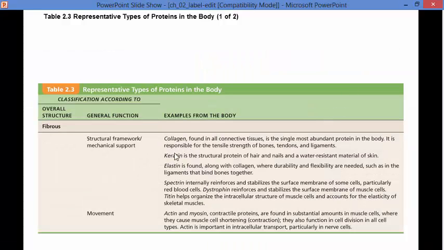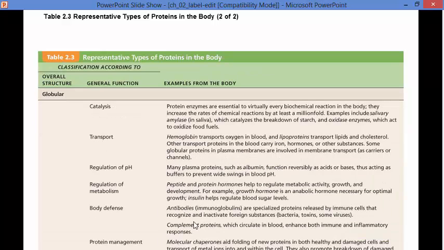So make sure you know the collagen, keratin, elastin, actin, and myosin. And make sure you know that those enzymes are made out of protein, and also transport. So hemoglobin, that's an important protein on the surface of your red blood cells, which helps to transport oxygen back and forth.